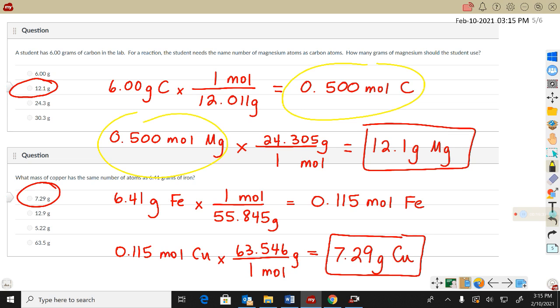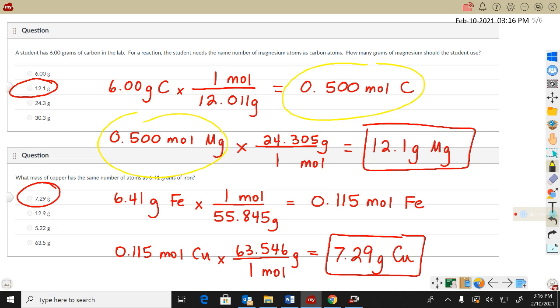Now, there's different ways that you could have set these up. And I'll show you another option that totally works. But this might be the easiest way to go about these. Take that 6 grams of carbon and turn it into moles. It makes total sense that it's about half a mole, right? I've got 6 grams of carbon. Each mole is 12 grams. I have half a mole. Well, if I have half a mole of magnesium, they would have the same number of particles. The molar mass of magnesium is about 24 grams, so half a mole of magnesium is 12 grams.